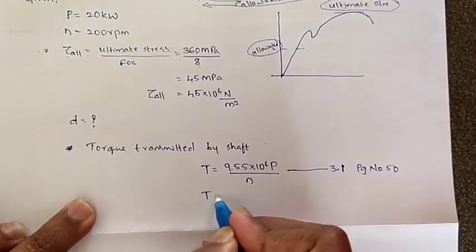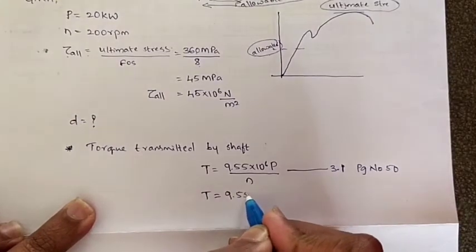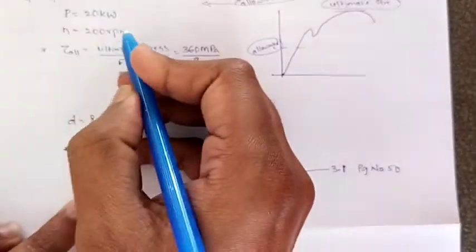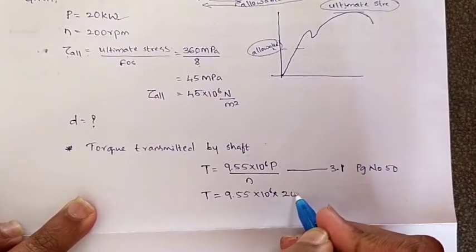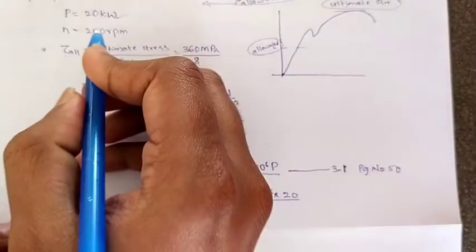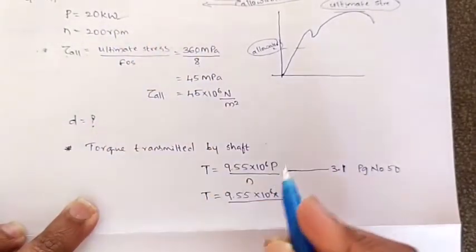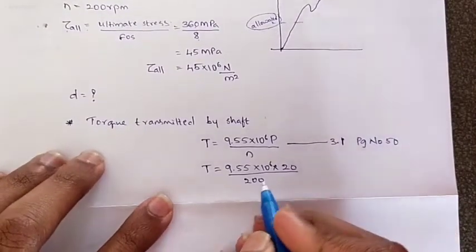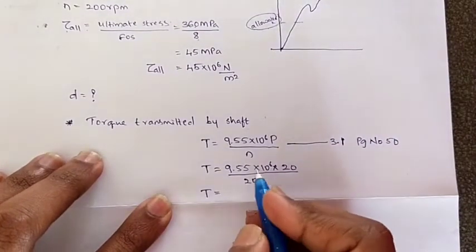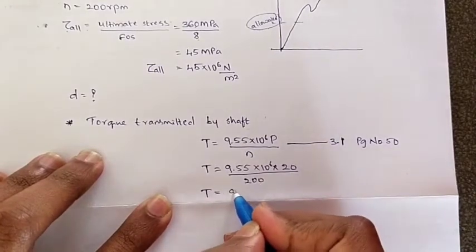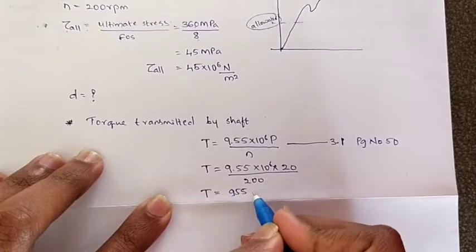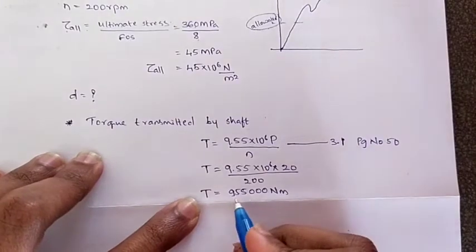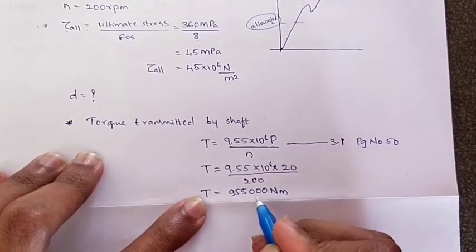Now you can directly find this by substituting 9.55 into 10 raised to 6. P is given as 20 kilowatt, so substitute 20 divided by N, which is RPM, revolutions per minute. It is given as 200 RPM. Now you just substitute, and when you operate the calculator, you will get 955 Newton meter.